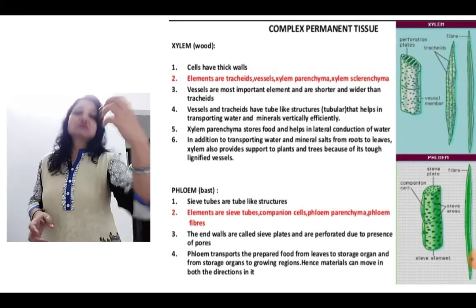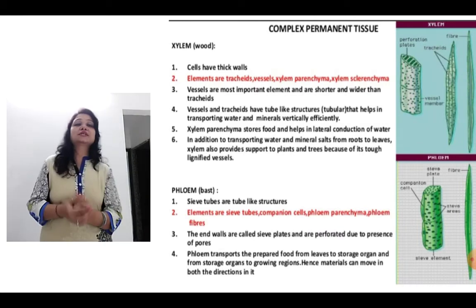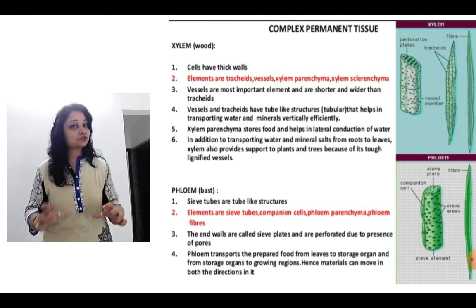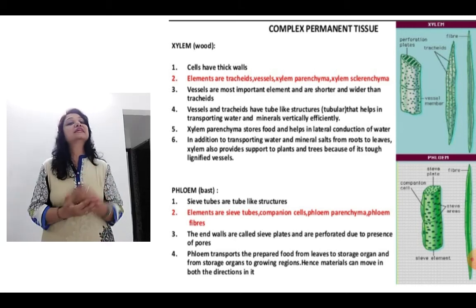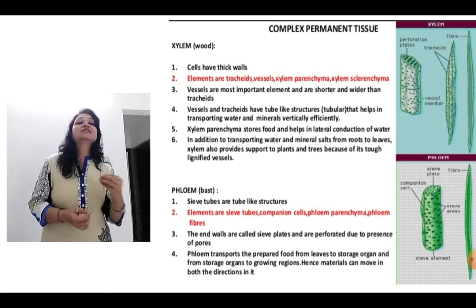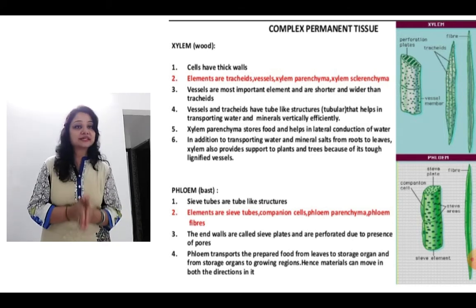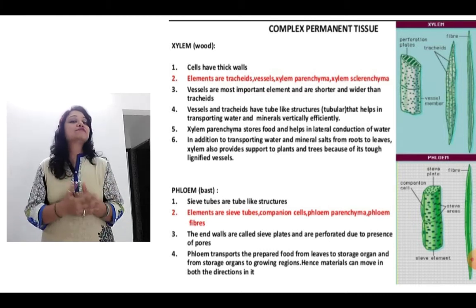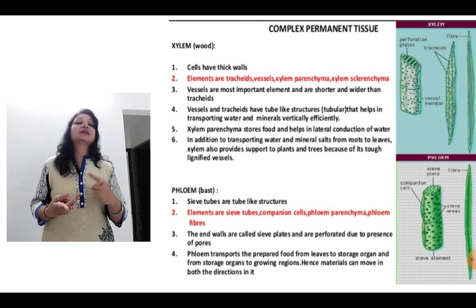Okay. Now discussing them in detail. The xylem has thick walls. See, the figure is also there. Then I will show you the main differentiating points between these two. Firstly, the features. In xylem, the cells have thick walls, whereas phloem has sieve tubes, the tube-like structures. Then in xylem, the elements are tracheids, vessels, xylem parenchyma and xylem sclerenchyma. Whereas in phloem, the elements are sieve tubes, companion cells, phloem parenchyma and phloem fibers.